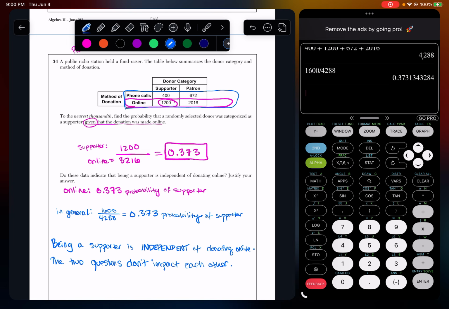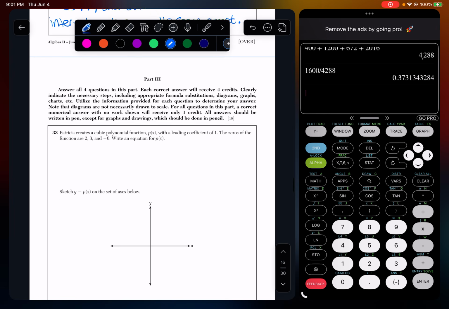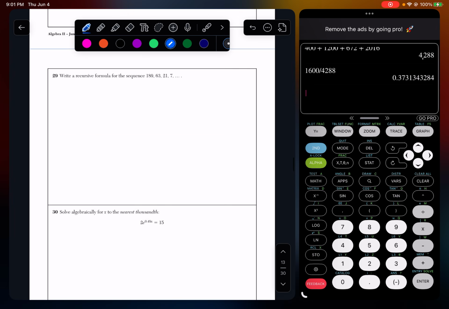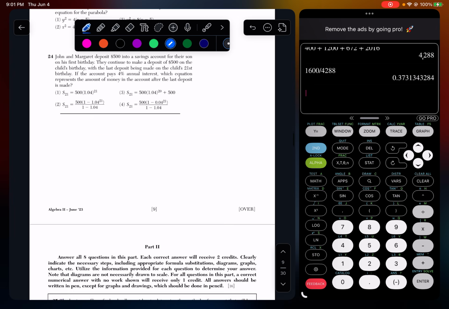So overall, what you want to think of in conditional probability is if you're given a given question, think of how am I restricting this table to only part of it. Then if you're asked about independence, compare that probability in the row to the probability in the big picture. If the probability changes, the things are dependent. If it does not change, the things are independent and they do not affect each other. And that is all of the stats and probability from this June exam.